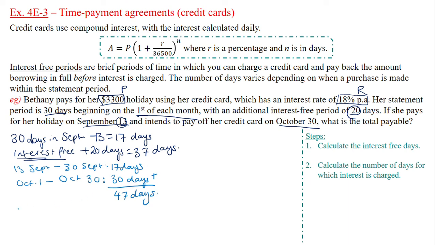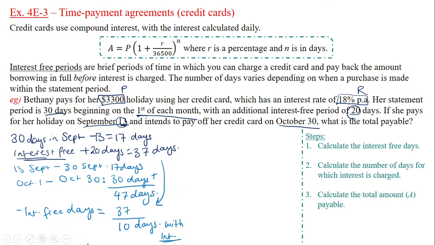Okay, we're going to subtract now the interest-free days. And that's giving us, so we had how many interest-free days? 37. We're going to take that there. And we end up with a total of 10 days with interest. All right. Our last step now is to calculate the total amount A payable. So this is where we use that formula right up at the beginning. I'm going to switch to a red pen just so it stands out a little bit more.